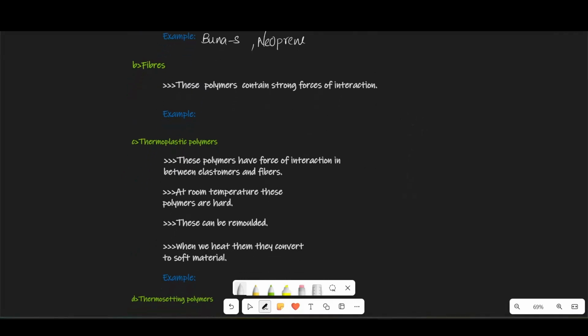Let's talk about fibers. These polymers contain strong molecular forces of interaction. These strong forces of interaction are mostly due to hydrogen bonding or dipole-dipole interactions. The example for this is nylon 6,6.